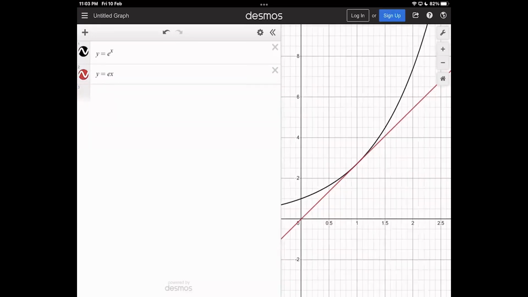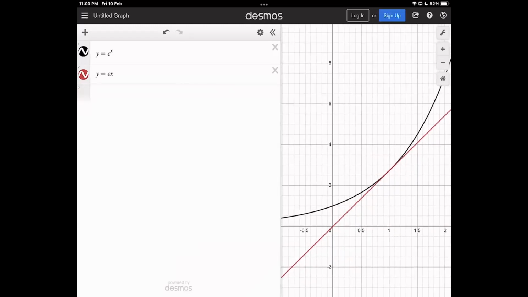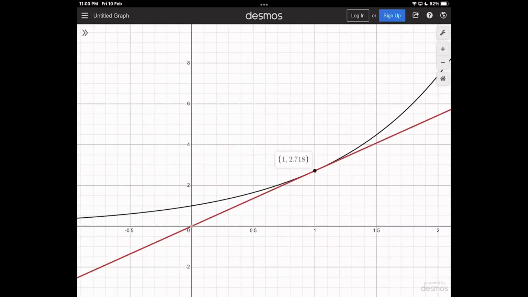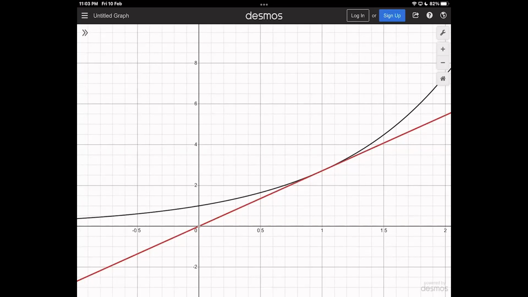The more professional looking one. There's an intersection here, (1, 2.718). That's (1, e). This is the graph of e power x, and there is the equation of that tangent line. So what you realize is that the y coordinate is 2.718, but the gradient of this line is also the same as the y coordinate. Is that clear to you? Did that make sense?